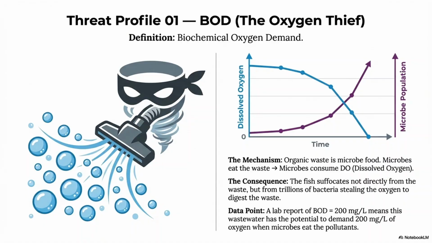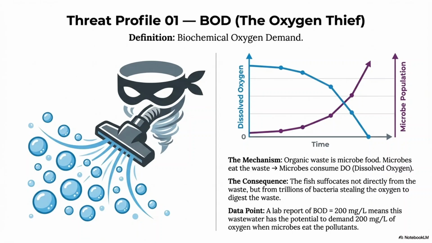Let's break down the word. Bio implies life. Chemical implies chemistry or reactions. Oxygen demand means how much oxygen is needed. BOD measures how much oxygen is demanded by microbiological beings when they eat organic material. BOD does not measure oxygen directly. It measures the potential of a food substance or organic waste or pollutant to remove oxygen while getting eaten by microbes. BOD is a future oxygen demand. It is a prediction of oxygen stress.